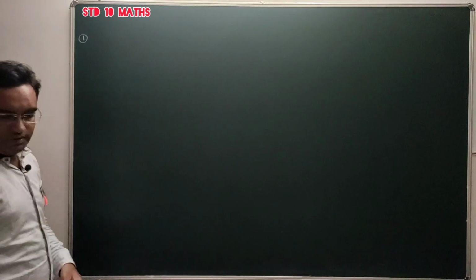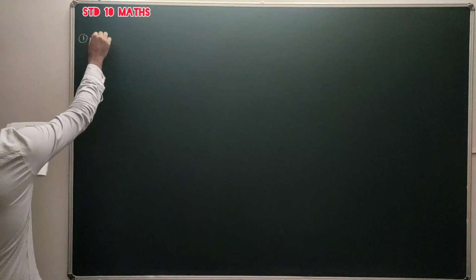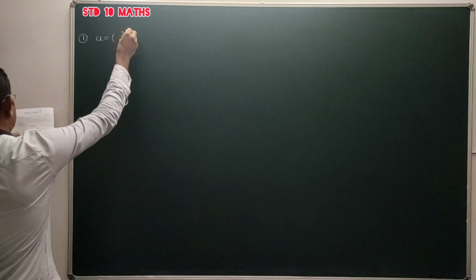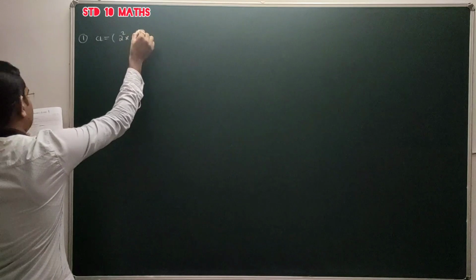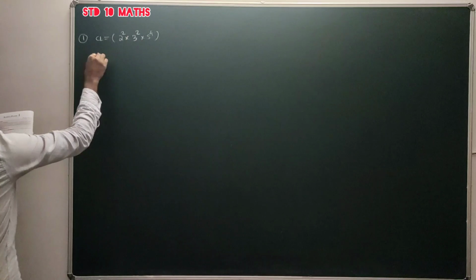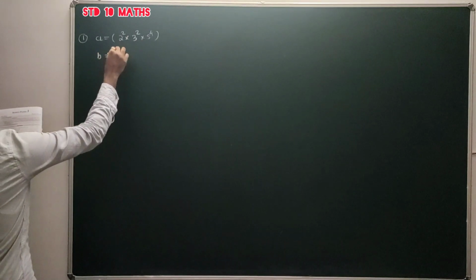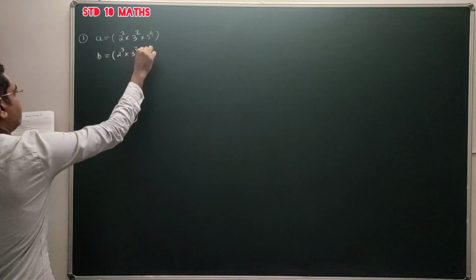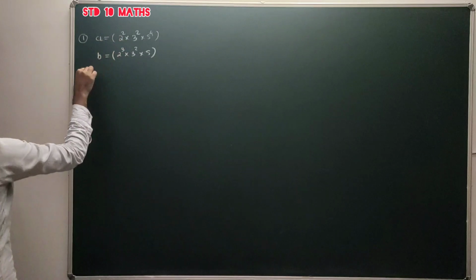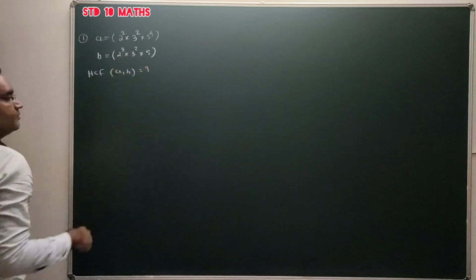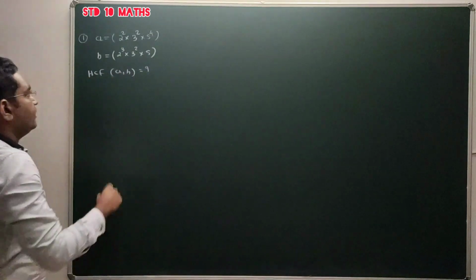So here the first question is: if a equals 2 square into 3 square into 5 raised to 4, and b equals 2 cube into 3 square into 5, then what is the HCF of two numbers a and b? Here we have to find the HCF of two numbers a and b.